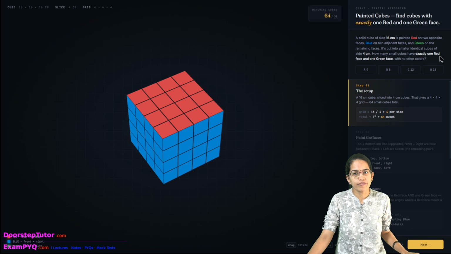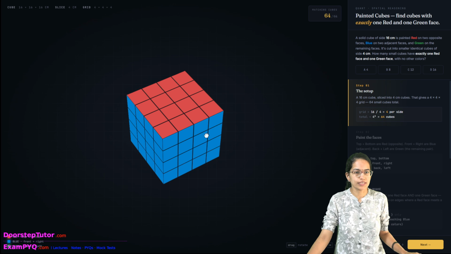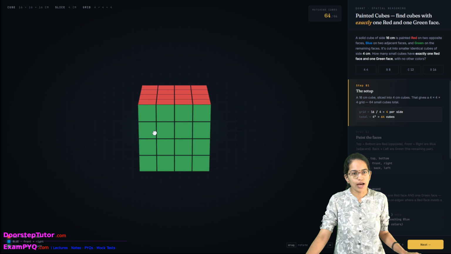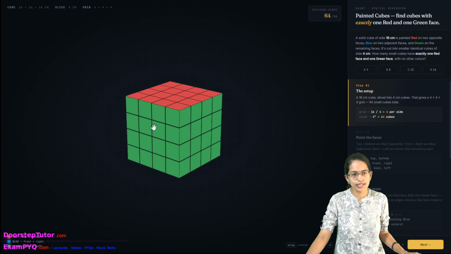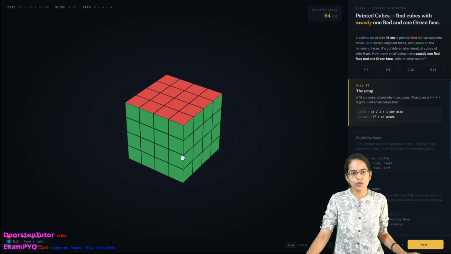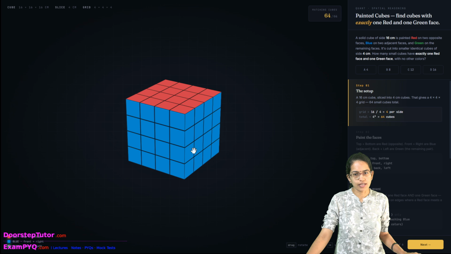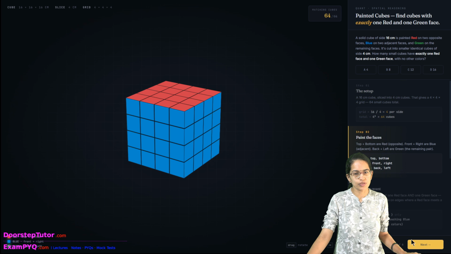How many cubes have exactly one red face and one green face? Now when you start cutting this, I need to have the cubes which would have only red and green faces, okay? So only this side of the cube has to be taken into account. The remaining two sides I would just ignore. So let me move on to the next section.